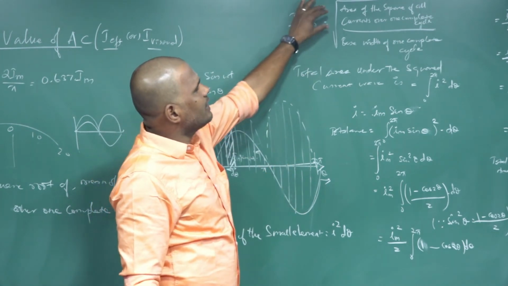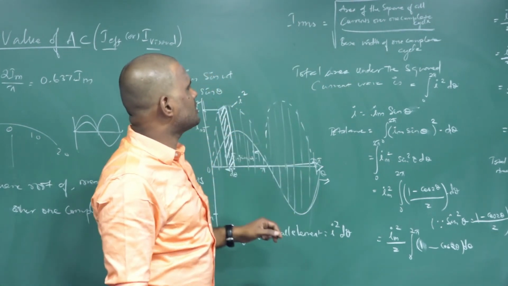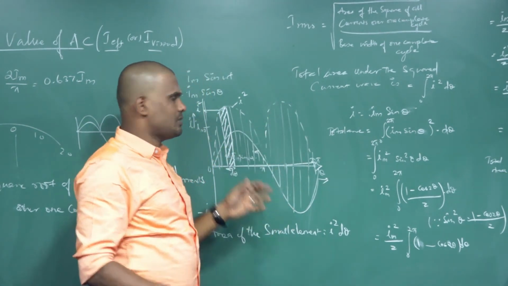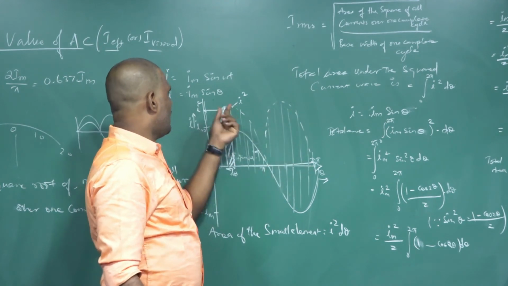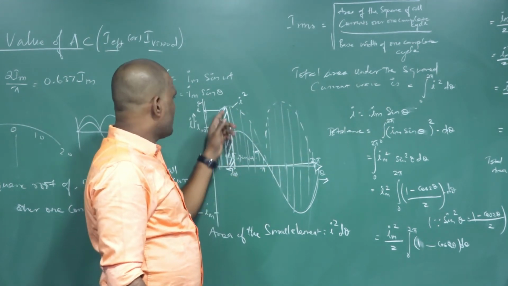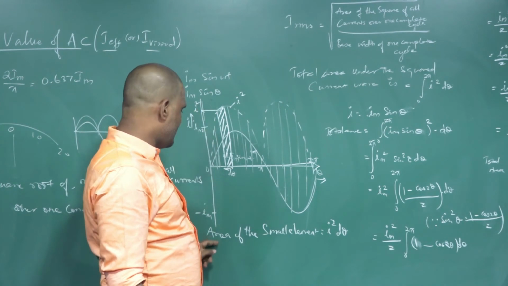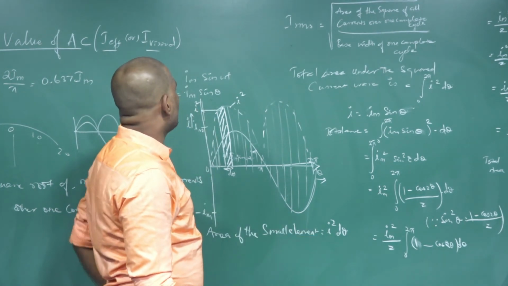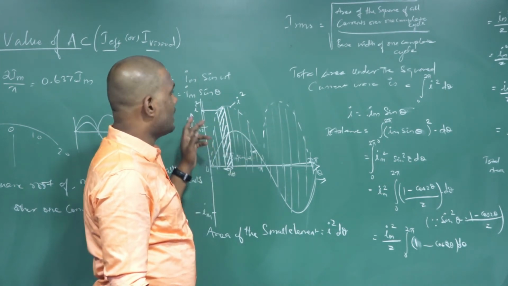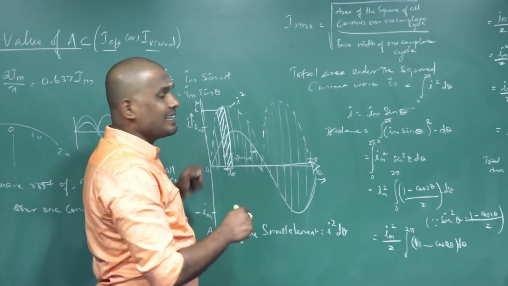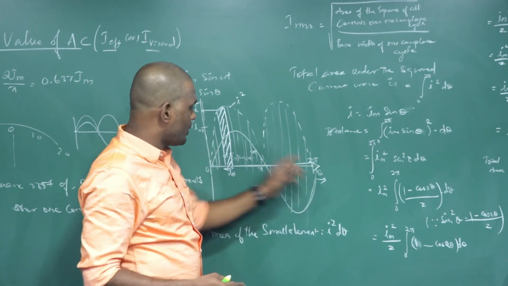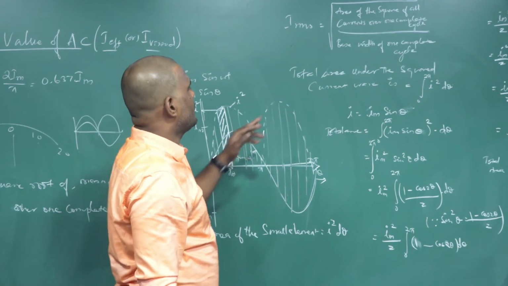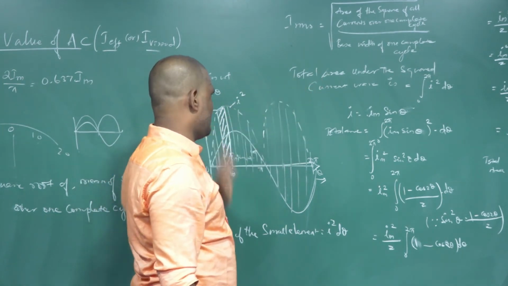So in order to calculate the area of the square of all the currents over one complete cycle, we have to find the area of a small element first in a squared current wave. I am assuming a small element d theta. The mid-ordinate is I square. The area of the small element is I square d theta. Then the total area under the squared current wave can be calculated by integrating between the limits 0 to 2 pi, because that is the width of the squared current wave over one cycle. So integral 0 to 2 pi of I square d theta.